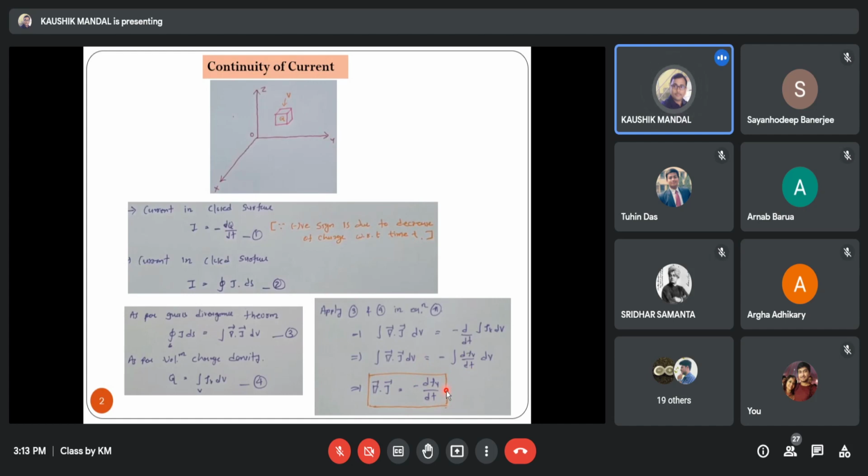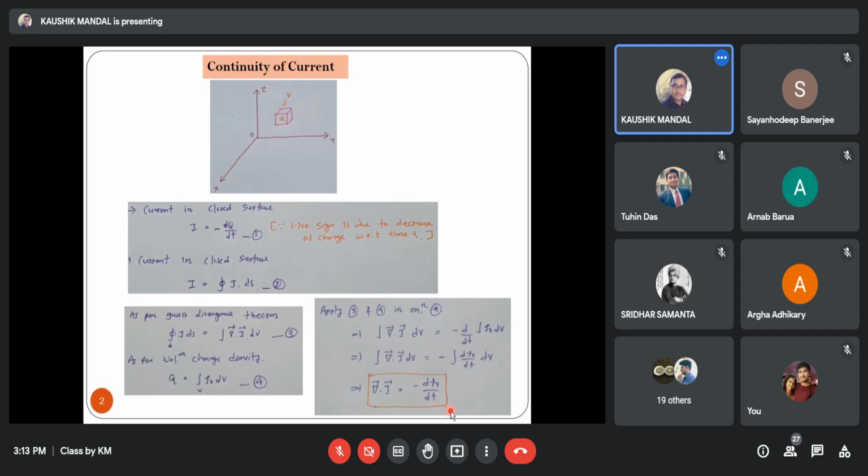And that particular point I have mentioned at the beginning of this discussion, that if we expand this particular volume, the volume charge density rho v will decrease with respect to time. That is particularly shown in this equation, that is divergence of J equal to minus of d rho v dt. This equation is known as the continuity equation, and it is very helpful to solve different types of electromagnetics problems.